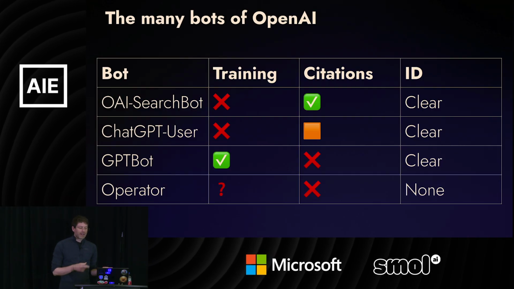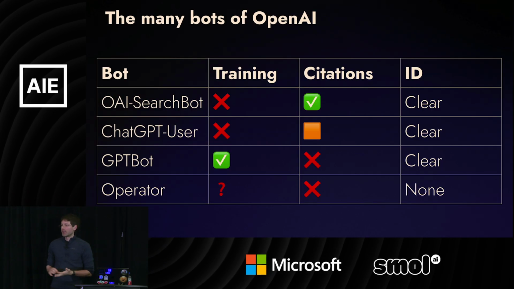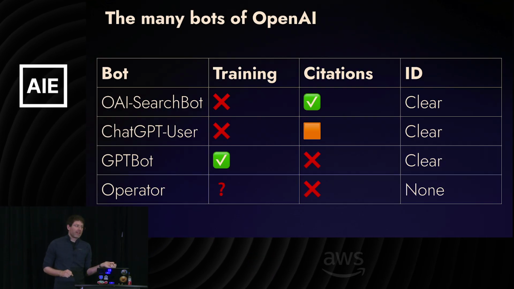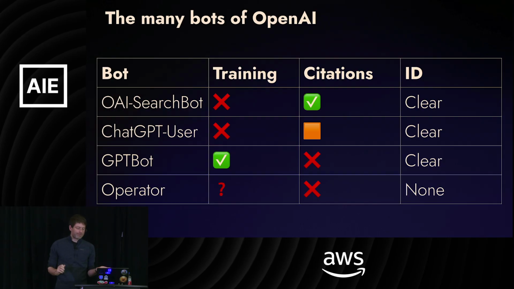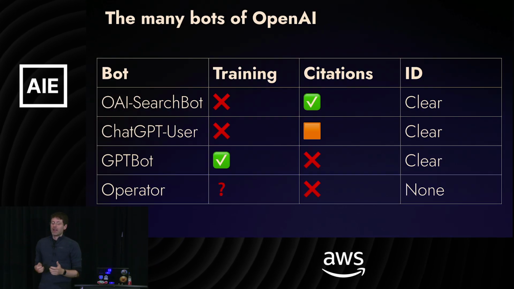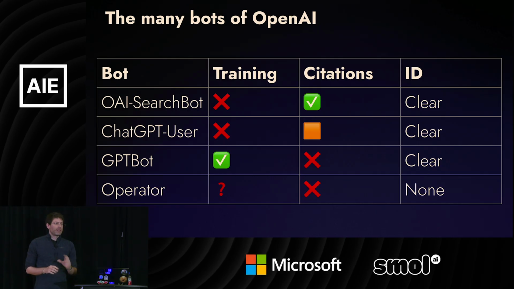And so understanding, being able to detect these is really challenging. The OpenAI crawlers identify themselves as such. You can verify that, and so you can allow or block them. But something like Operator just shows up as a Chrome browser, and it's much more challenging to understand and detect that.